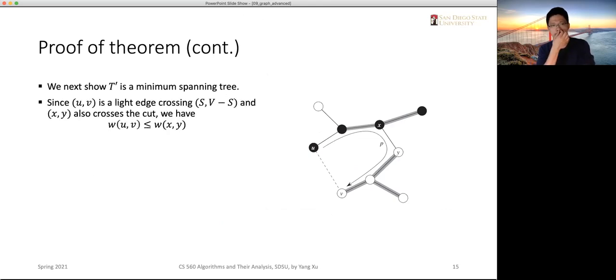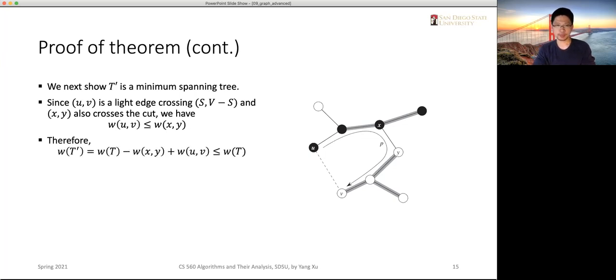All right, so now we need to utilize our conditions, because the edge from U to V is a light edge. That is a condition, right? And also we know that X and Y also crosses the cut, right? So if U and V is the light edge, and X to Y also crosses the cut, because of the definition of the light edge, it is the one that has the minimal weight, right? So the weight of U to V should be smaller than the weight from X to Y, right? So it's easy to get that the total weight of T prime must be less than or equal to the weight of T, right?